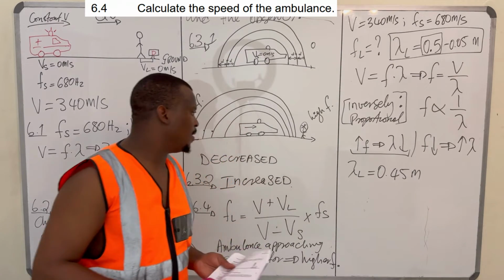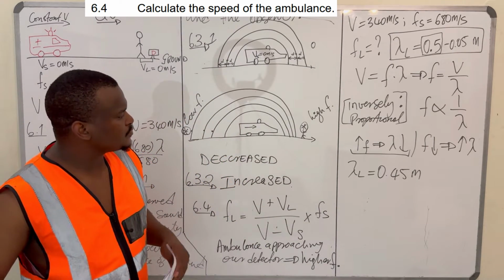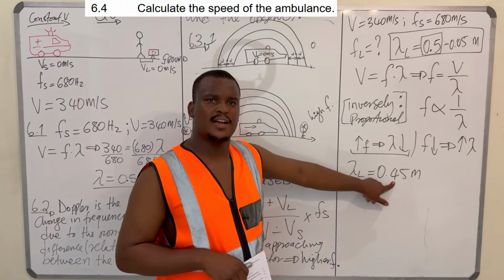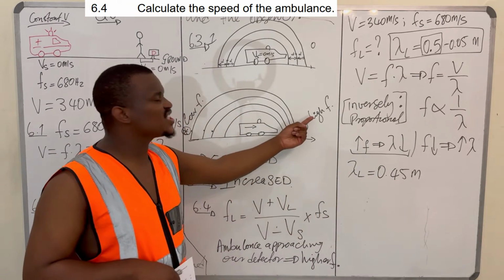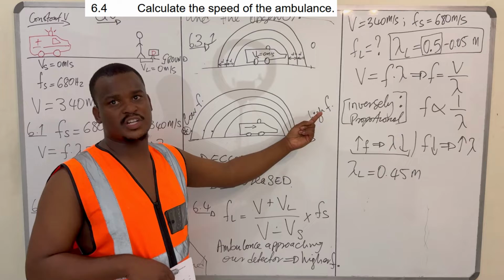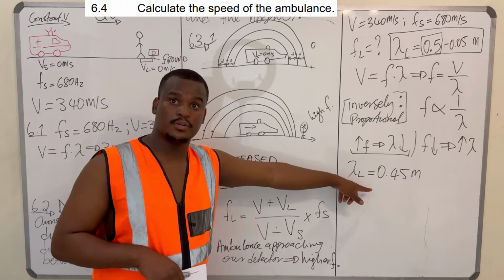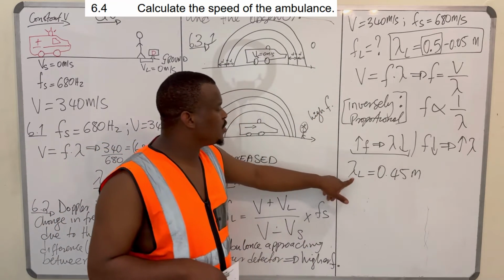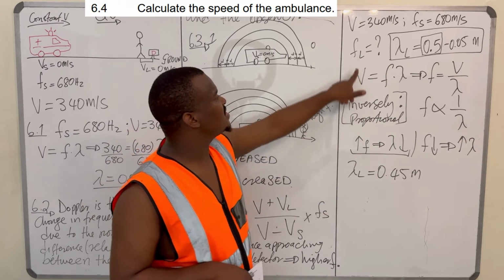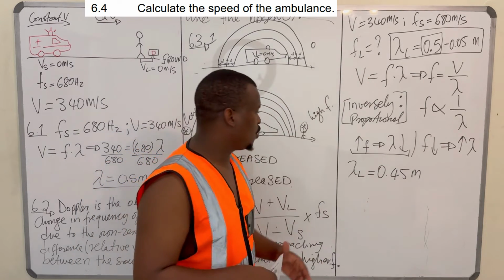Right? No problem. So, as you can see, this wavelength is smaller. The reason it is smaller is because the frequency went up after the ambulance started approaching, which means the wavelength had to go down. Okay. But now we don't want the wavelength of a listener. What we want is the frequency of a listener. So, what do we do?